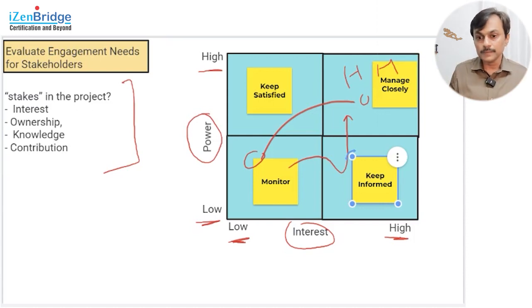Like if I'm making a work breakdown structure, I need to share the work breakdown structure with the keep informed people. I should not be sharing the details of the work breakdown structure with keep satisfied or manage closely people. Keep satisfied and manage closely people will need milestone level details. They will get high level information. But if I want to get an action done tomorrow as a team member, I need to know the details.